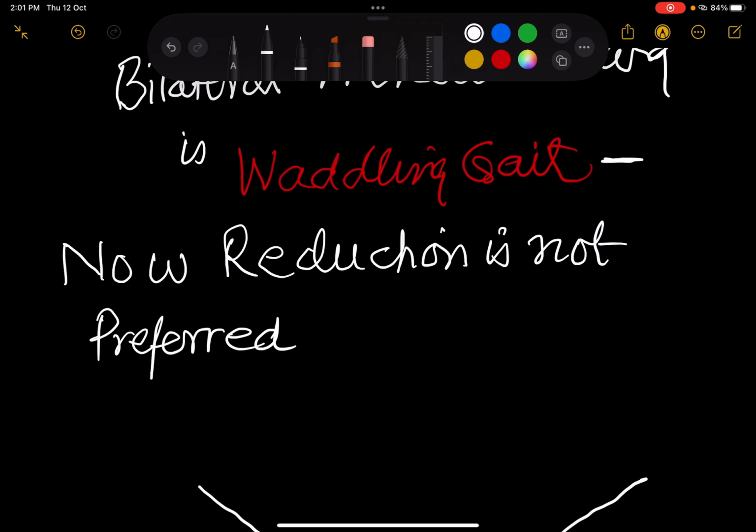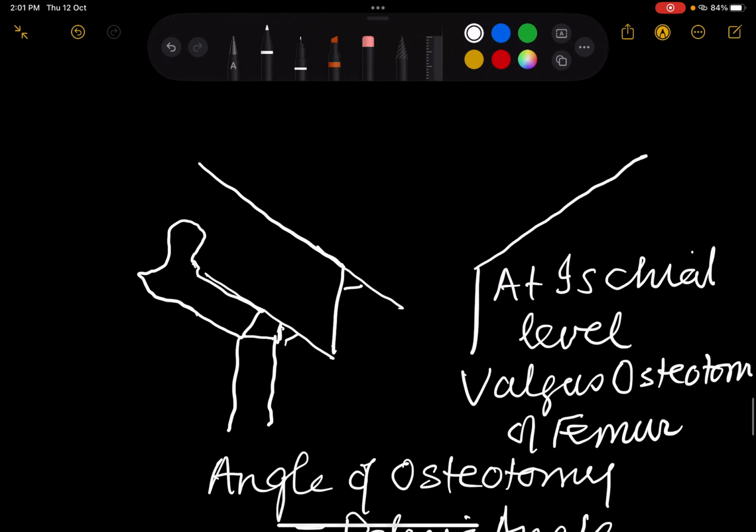So in this case you don't prefer a reduction because it is a very major operation. There may be too much shortening and you may still be unable to reduce. So you do an osteotomy at the level of the ischial tuberosity. This osteotomy is a valgus osteotomy. The lower end is parallel to the trunk, the upper end is parallel to the false pelvis, and the angle of osteotomy is equal to the pelvic angle.